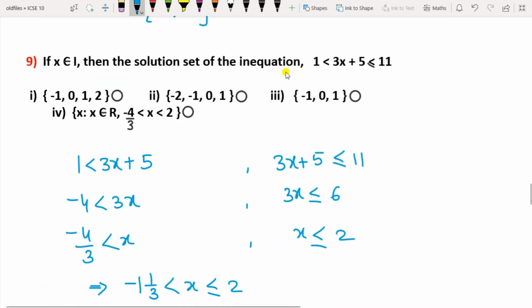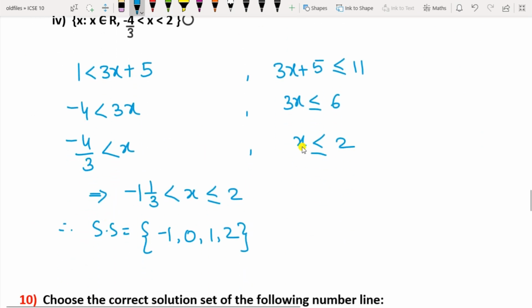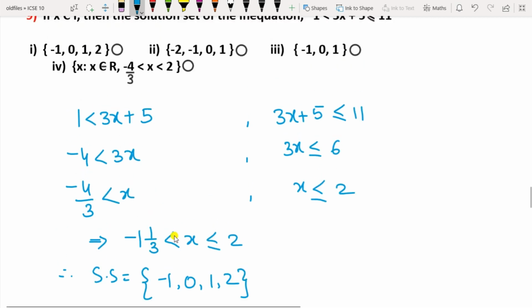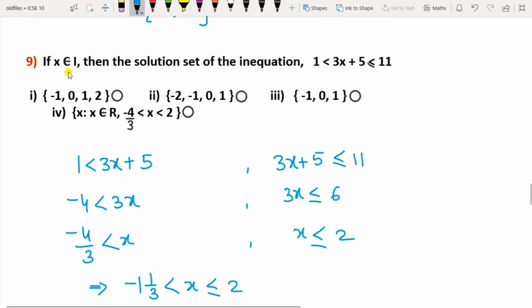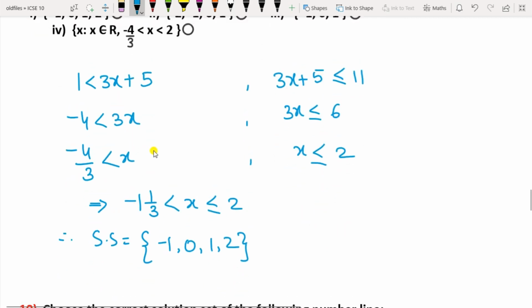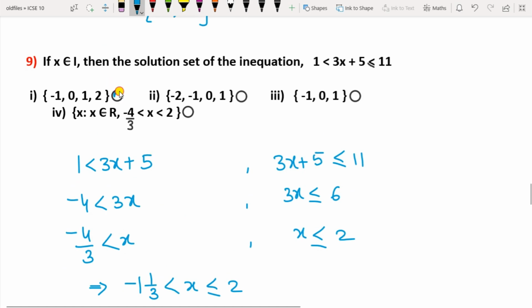Right. Question 9 here is, x belongs to integer, then the solution set of the inequation this is. So here are two inequality signs. So solve as we have done earlier. Combine these two results. So this will be minus 1 1 by 3 less than x less than or equal to 2. So x value is between minus 1 1 by 3 and 2, and 2 is also included, so it is more than minus 1, so minus 1 is also included here. So this is the correct value. That means x belongs to integer here, not R. Okay, so the values here are minus 1, 0, 1 and 2. So the first is the correct option.